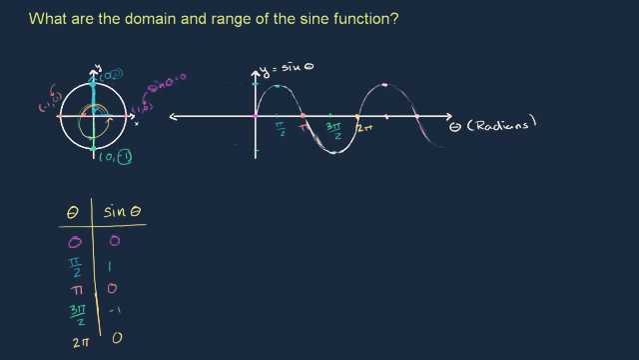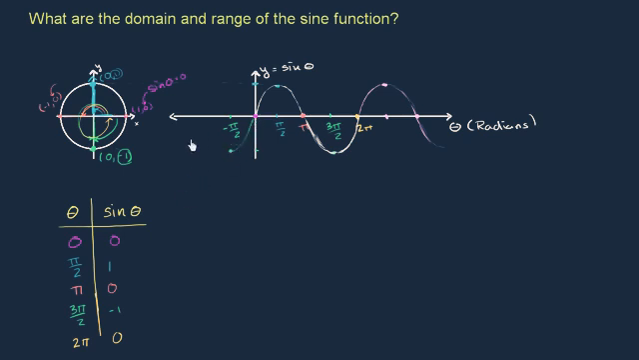What happens if we were to take negative pi over 2? Well, that's going right over here. And so we intersect the unit circle right over there. The y-coordinate is negative 1. So sine of negative pi over 2 is negative 1. And we see that it just continues. So sine of theta is defined for any theta, positive, negative, zero, anything.